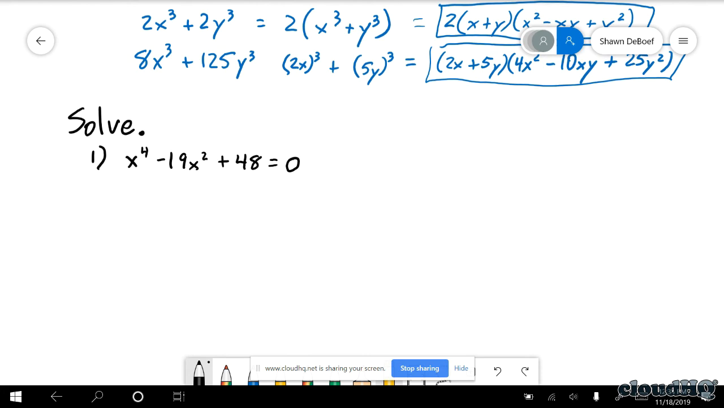Okay, we can factor this. It looks like a quadratic.